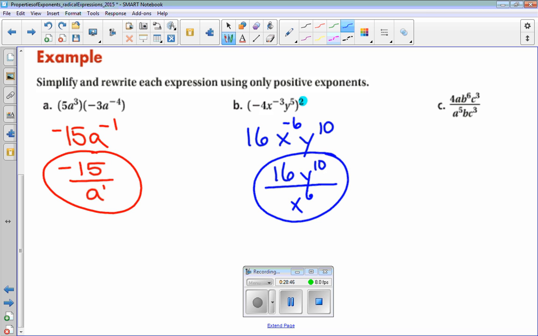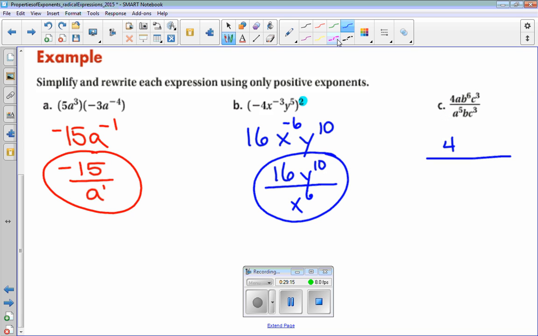How about letter C? Well, I have a 4 in the numerator as a coefficient. Do I have any number in the denominator like that? It's a 1, but nothing I can use to simplify it. So the 4 is going to stay in the numerator. If there was a 2 down here, I would be able to divide those numbers. But there's not a number there, so I'm just going to leave the 4.